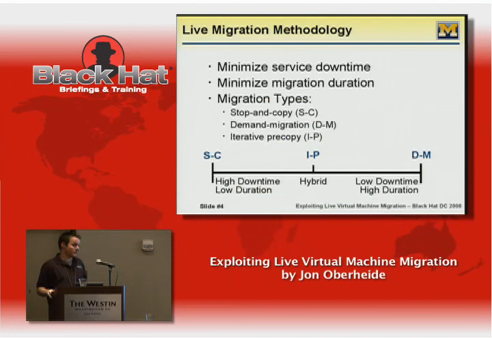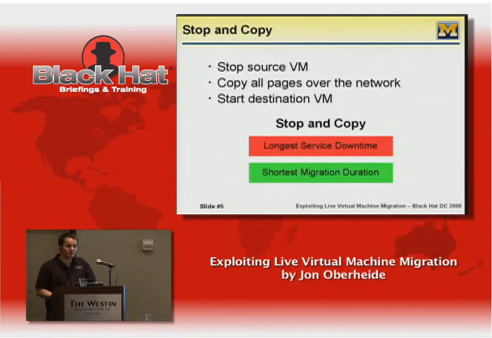To actually perform these migrations, there's several techniques. We have stop and copy, we have demand migration, and we have iterative pre-copy. As you can see on the spectrum here, each has its own advantages. Iterative pre-copy is more of a hybrid method. The goals of migration are to balance both the downtime of the services hosted on the VM while also minimizing the total duration of the migration process. And so iterative pre-copy, being the hybrid approach which balances both of these goals, is the approach most likely used. But we'll talk a little bit about each method and what its strengths and weaknesses are.